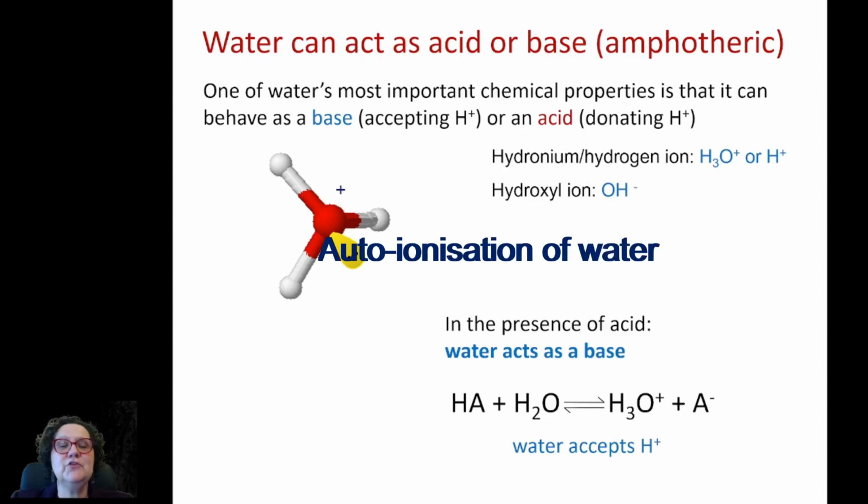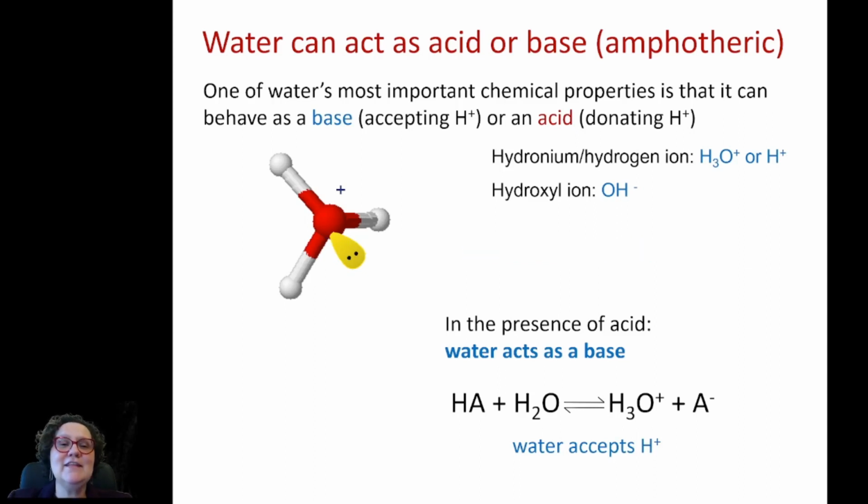One of the most important properties of water, in terms of acid-base chemistry, is that it can behave as a base or as an acid. And we saw that in a previous slide. It's not very good at either, but that means that, depending on what other compound it's against, it will behave as an acid or as a base.